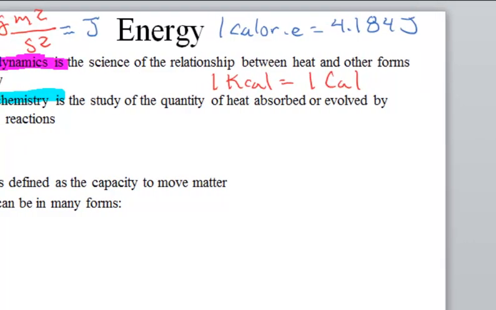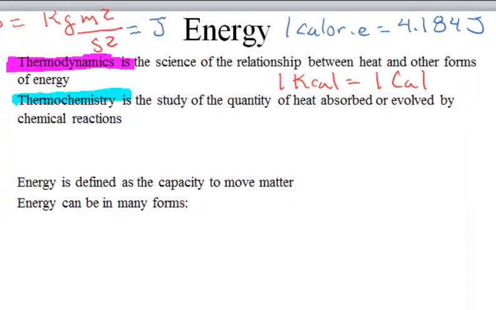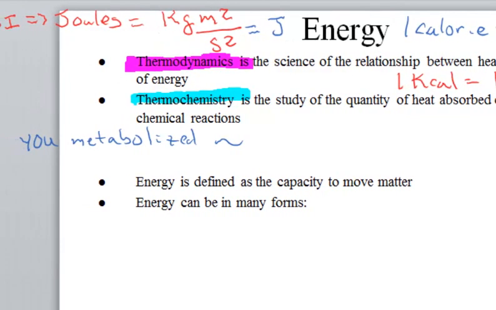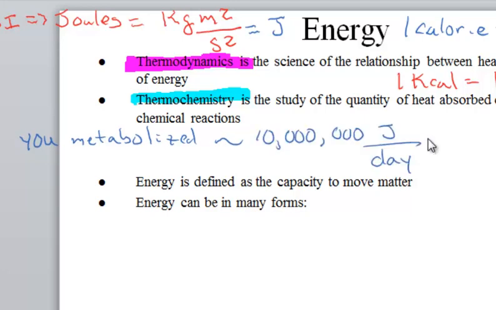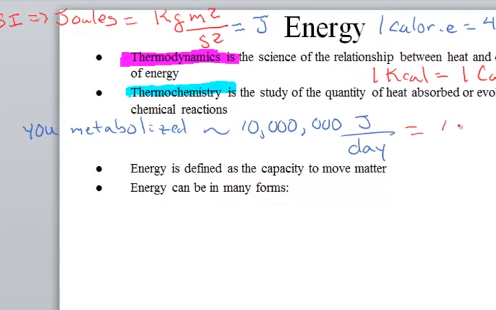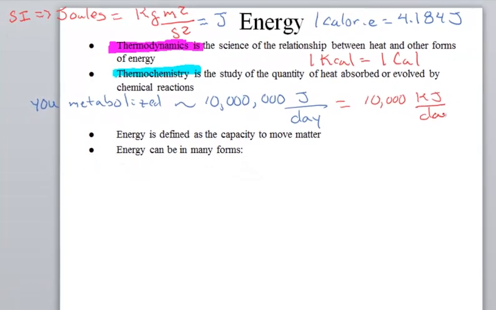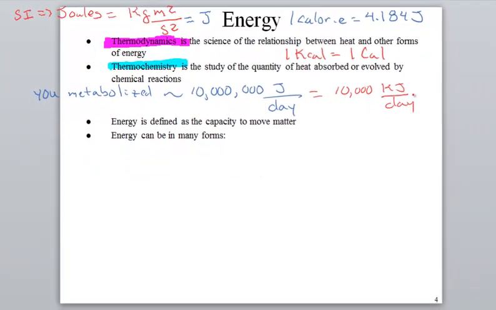As far as in terms of joules, how many joules do you metabolize per day? You metabolize and produce about 10 million joules worth of energy every day from the breakdown of your fuel molecules. So this is how much heat radiates from your body. Or in terms of kilojoules, it's about 10,000 kilojoules per day. So kilojoules, kilocalories, and the nutritionists went with the uppercase Calories. It's a little bit easier to say.